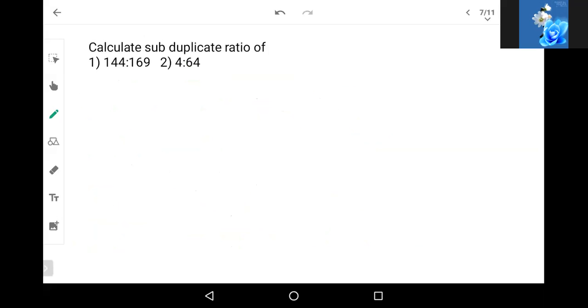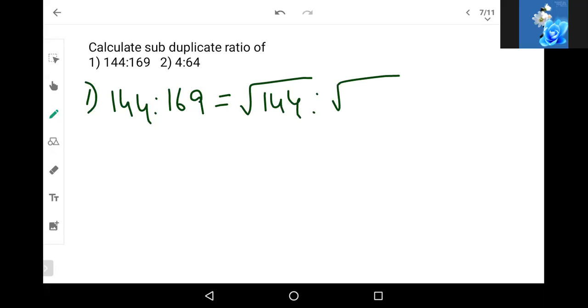Okay. Now, the next question. Calculate subduplicate ratio. Now, duplicate ratio means squaring. Subduplicate ratio means square root of it. Okay. In duplicate ratios, we found the square of the numbers. In subduplicate ratios, you have to find the square root of the numbers. Okay. So, let us find it. So, 144:169. This is nothing but square root of 144 is to square root of 169. So square root of 144 is 12. Square root of 169 is 13. Everybody got the same answer?